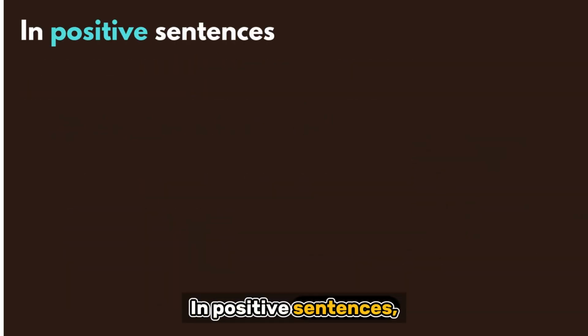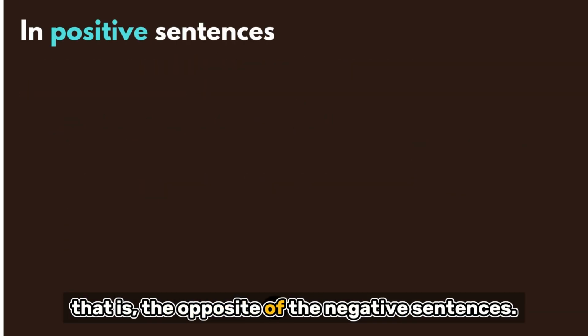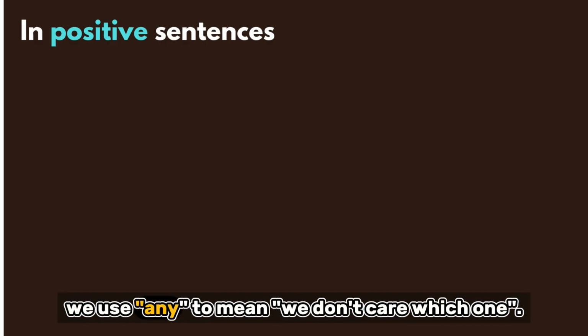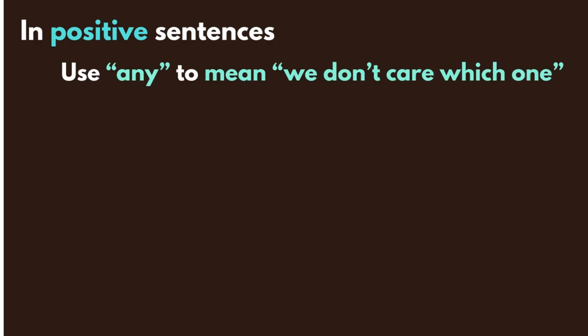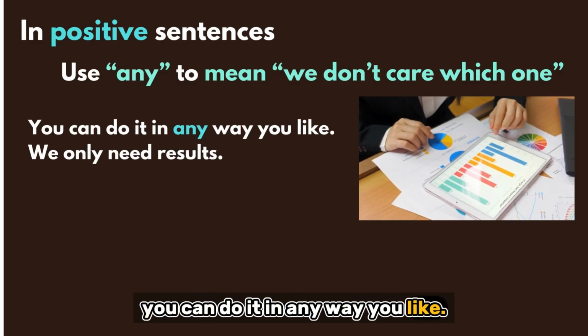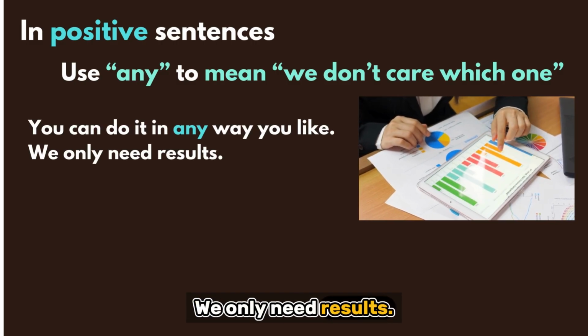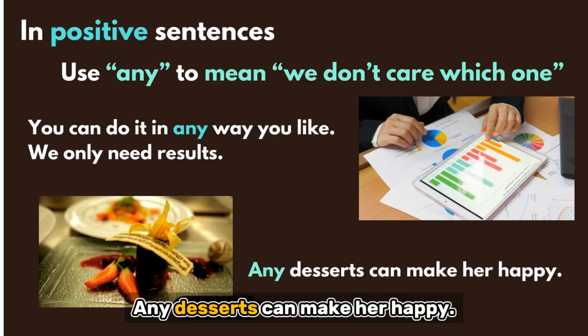In positive sentences, that is, the opposite of the negative sentences, we use any to mean we don't care which one. For example, we say, "You can do it in any way you like. We only need results." Any desserts can make her happy.